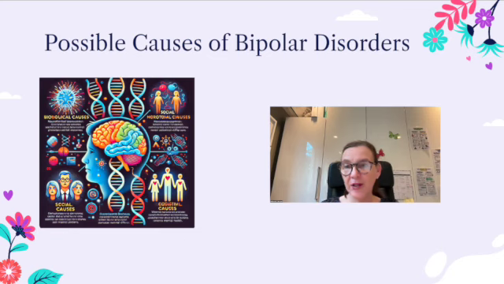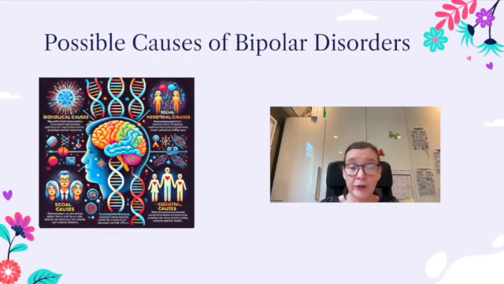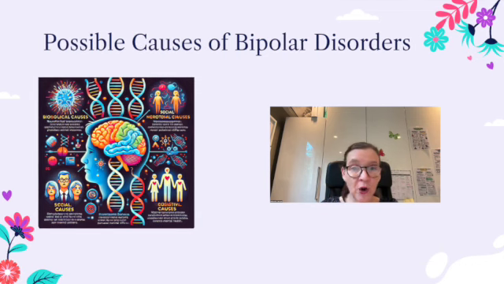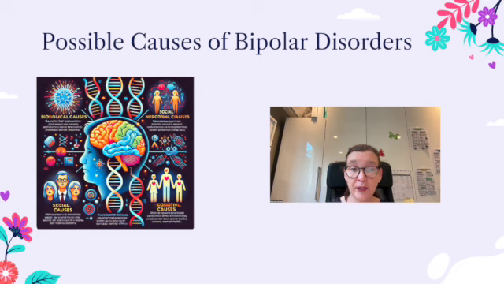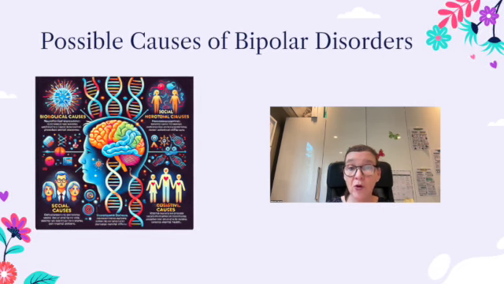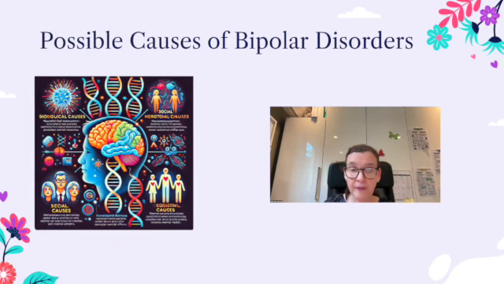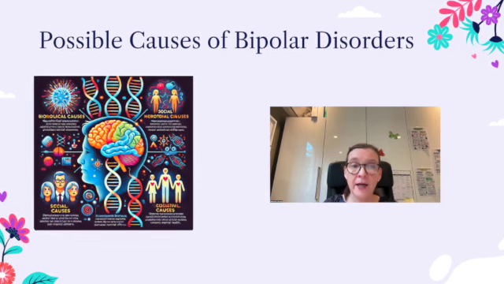So now let's talk about the possible causes of bipolar disorder. We're going to start with biological causes. Research shows that chemical imbalances in the brain play a major role in bipolar disorders. For example, neurotransmitter imbalances: levels of serotonin, norepinephrine, and dopamine can impact mood regulation. Then brain structure differences. Studies suggest that abnormalities in the brain regions responsible for emotion regulation and impulse control can contribute to this disorder.